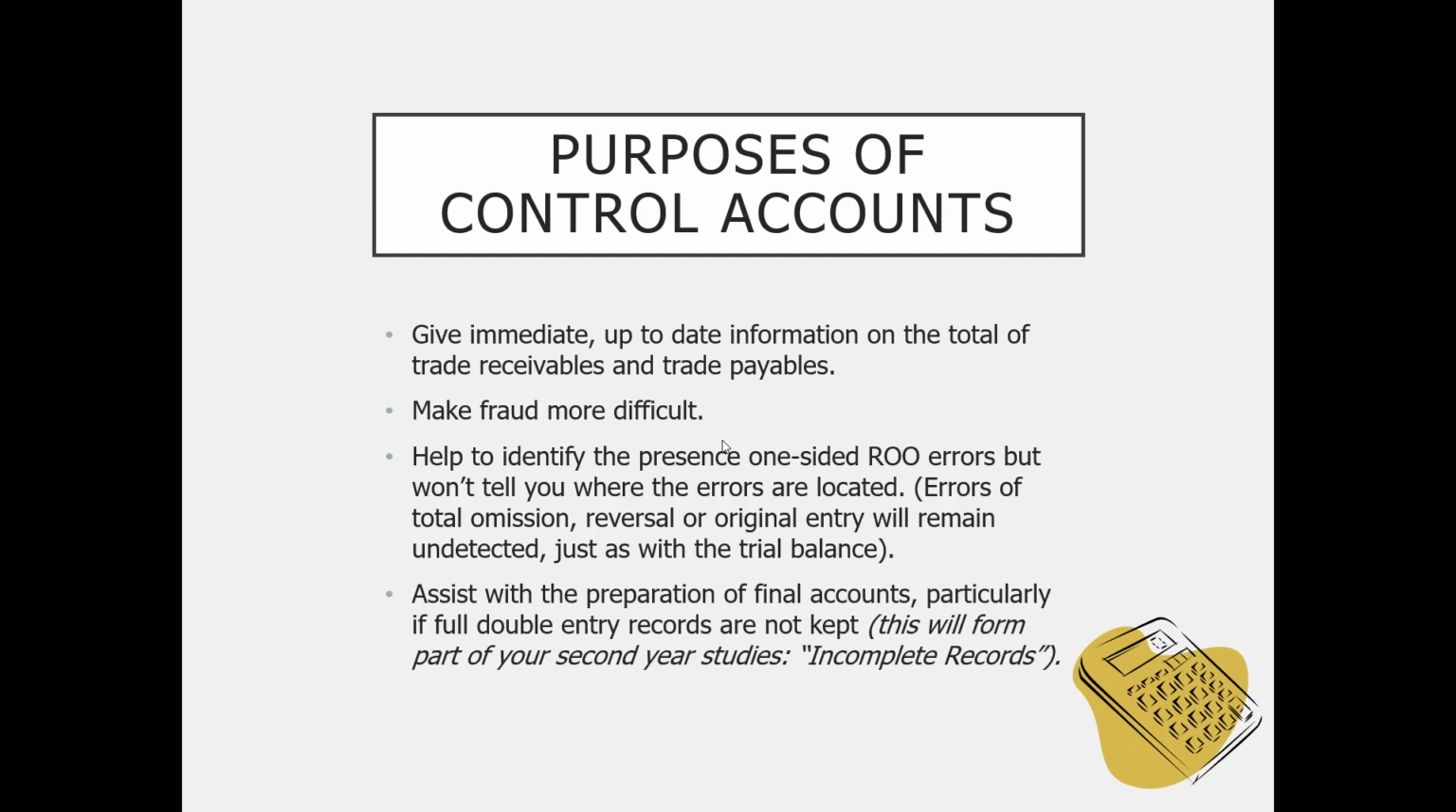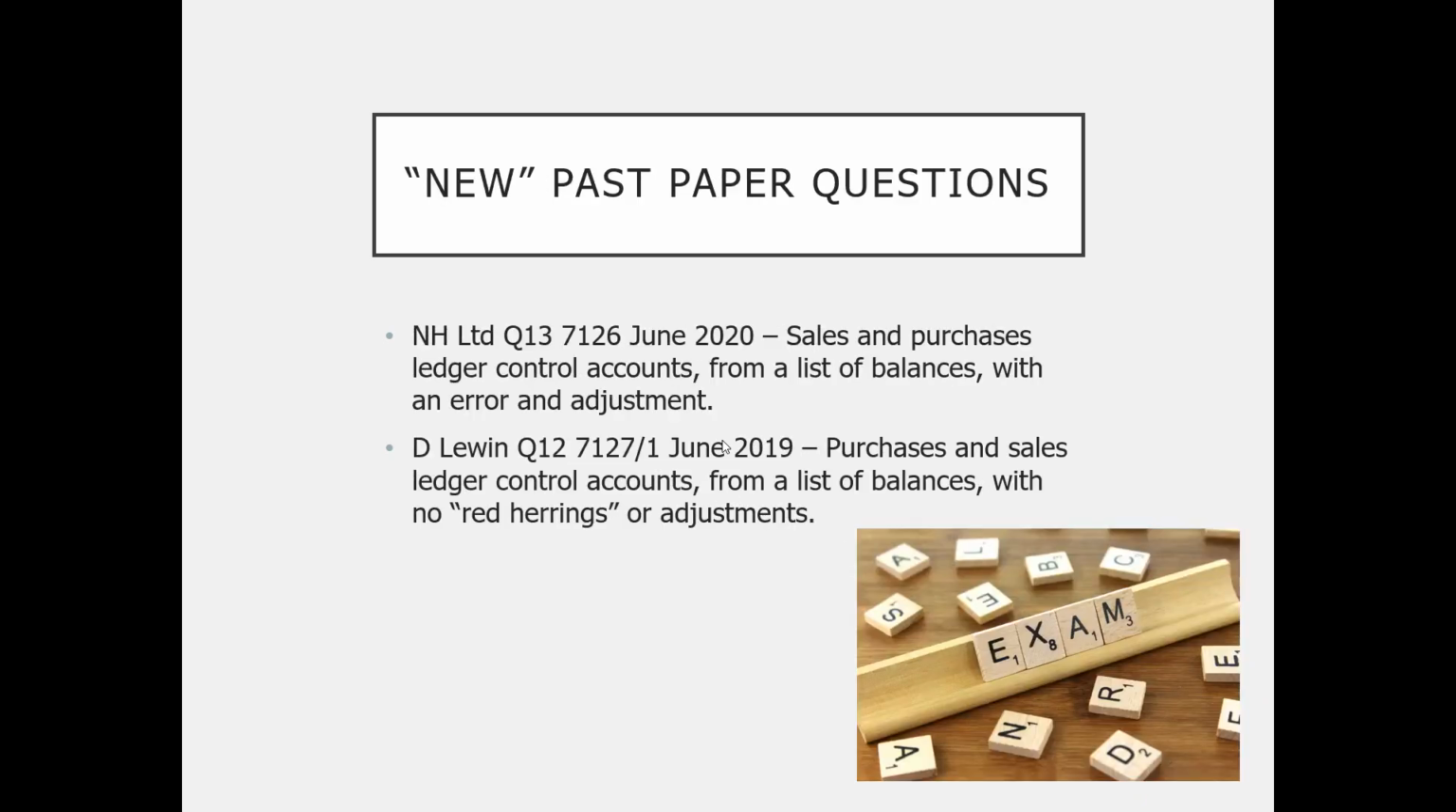And it can assist with the preparation of final accounts, particularly if full double entry records are not kept. This is something you'll get onto in the second year of your studies when you do incomplete records. I know it's hard to believe, but some clients won't keep proper books of account. They won't prepare double entry records. So it's your job to be a bit of a detective and try and find missing figures. One of the ways you can find a missing sales or purchase figure quite easily is to prepare a control account.